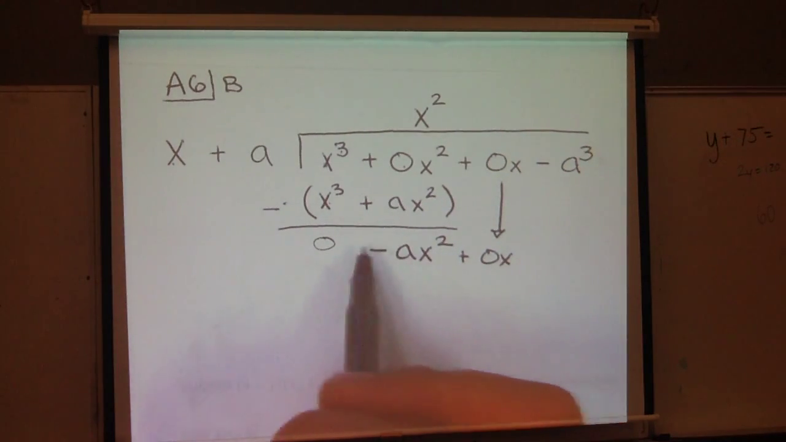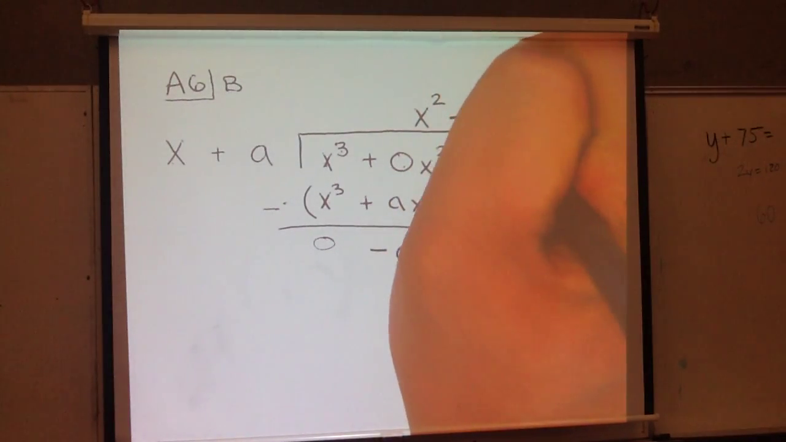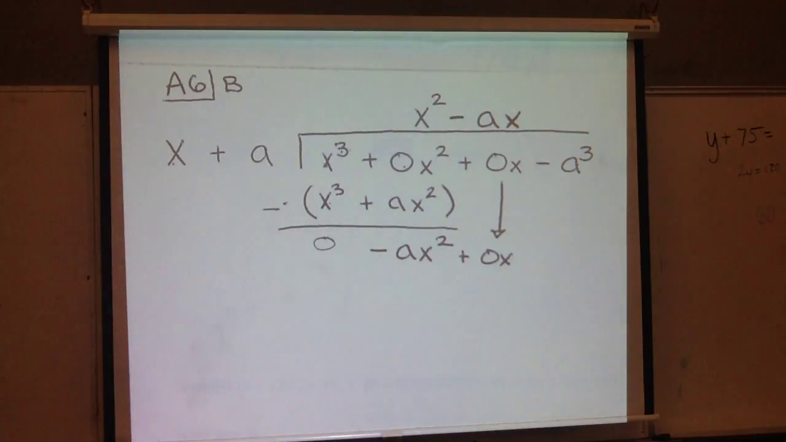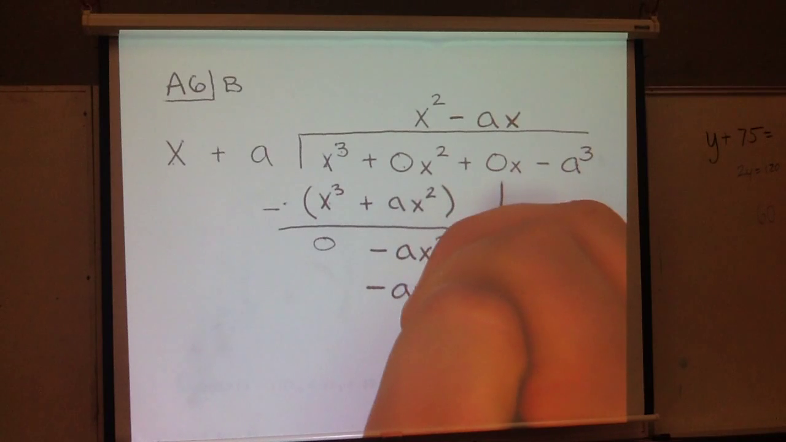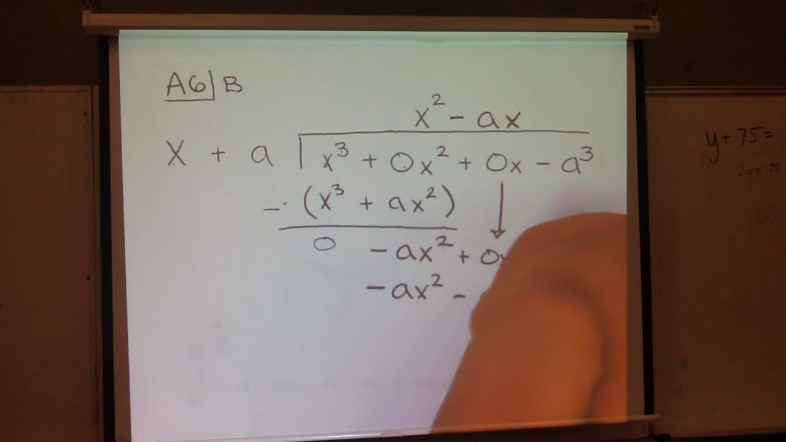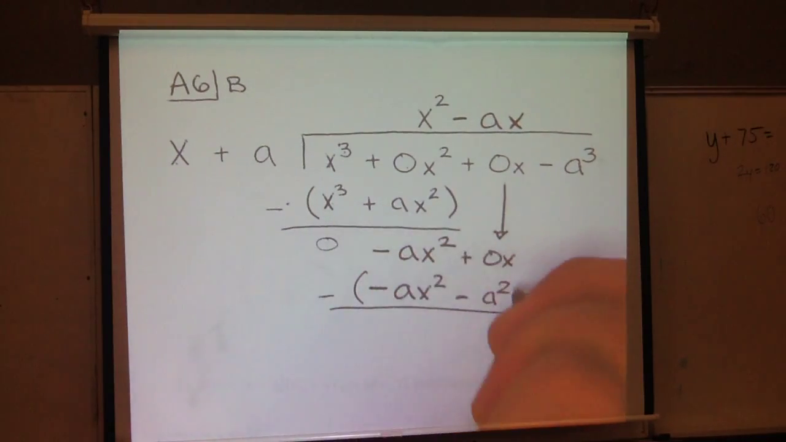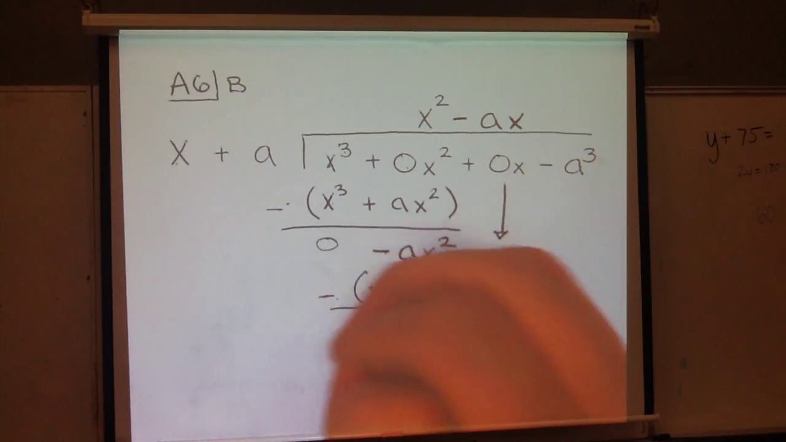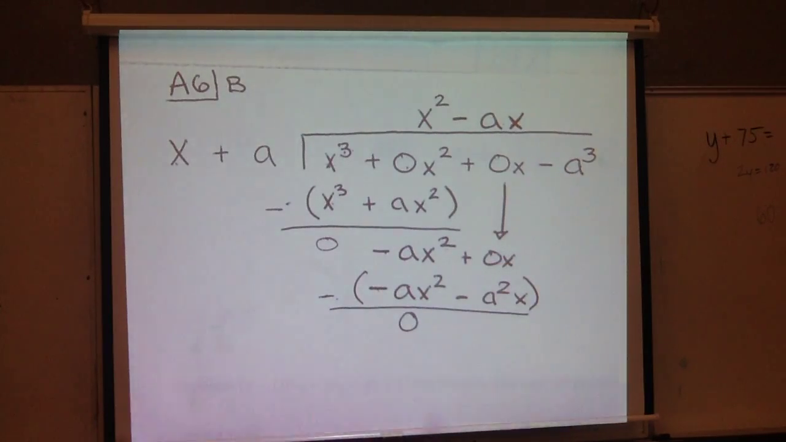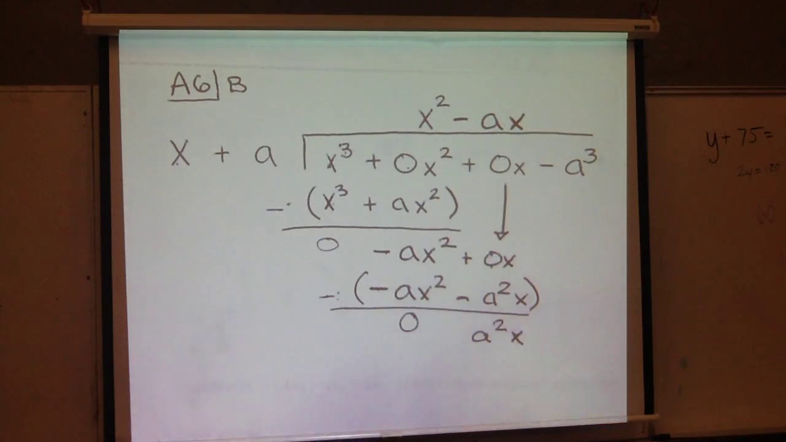I'm going to divide. Negative ax squared divided by x is negative ax. I'm then going to multiply. I get negative ax squared minus a squared x. Now I'm going to subtract the entire quantity. Negative minus a minus, this turns plus. Negative plus, the same thing as 0. 0 minus a minus is 0 plus a squared x, so we get left with a squared x.